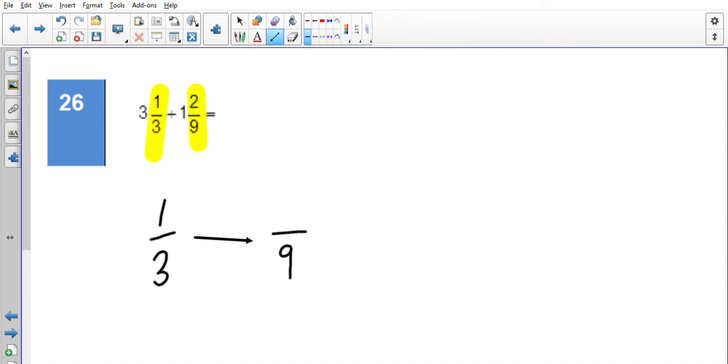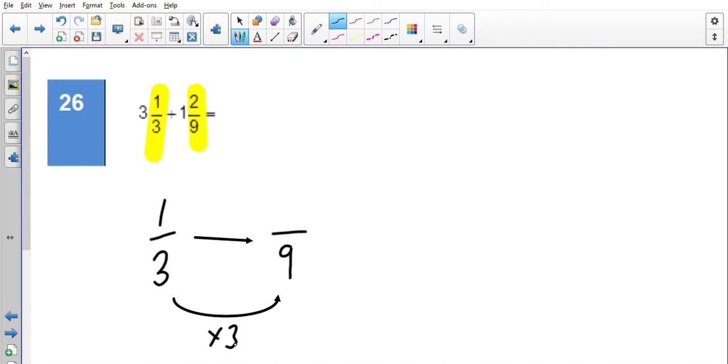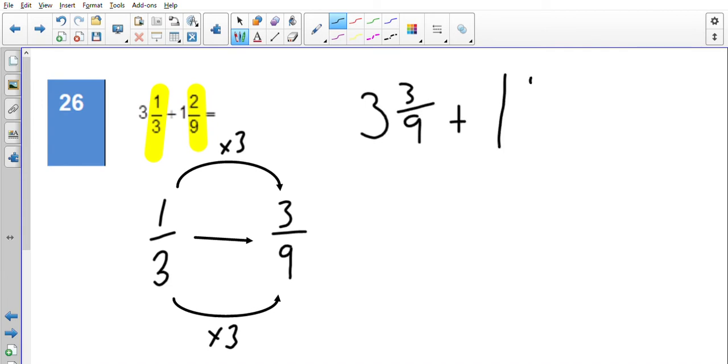Well, if I think about what I'm doing there, 3 to 9 is multiplied by 3, which means I have to do the same to the top. I have to do the same to the numerator. I have to do 1 multiplied by 3, which is going to give me 3/9. Okay, so now I can rewrite my calculation as 3 and 3/9 plus 1 and 2/9. And now, because my denominators are the same, I can just add them straightforward.